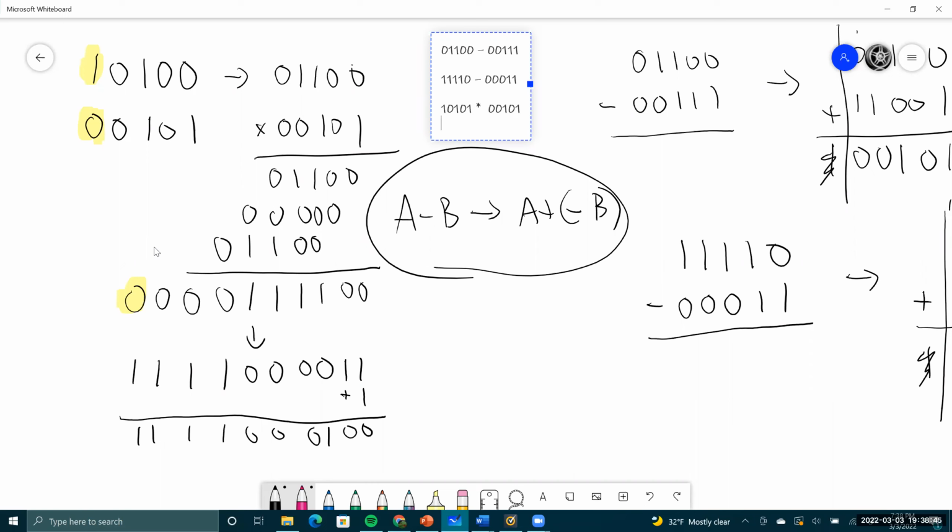Professor, why is this not an overflow error again? How do you have overflow here? This is multiply. You have double the number of bits. How would you have overflow?